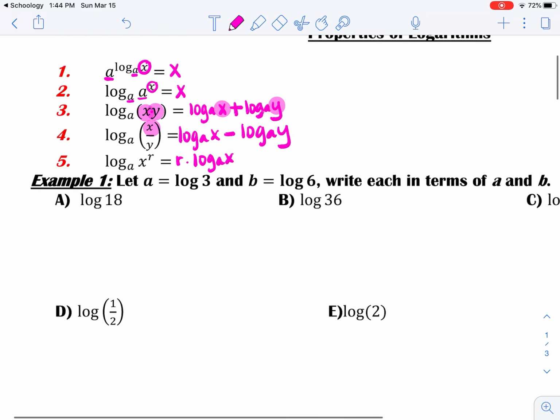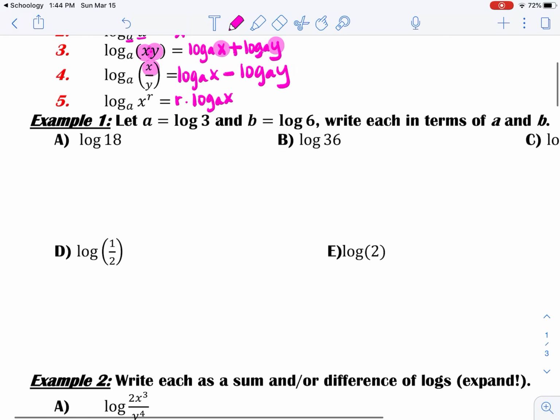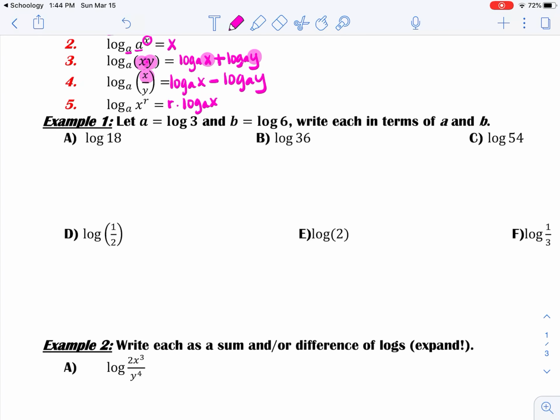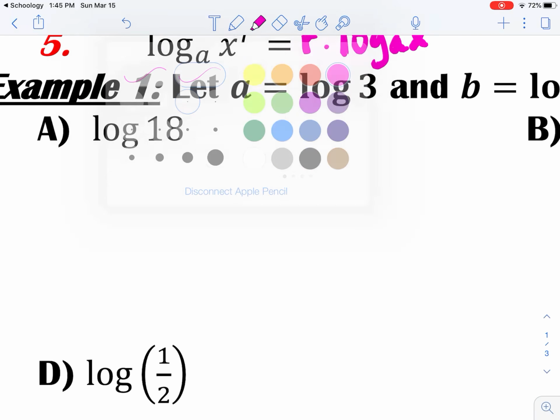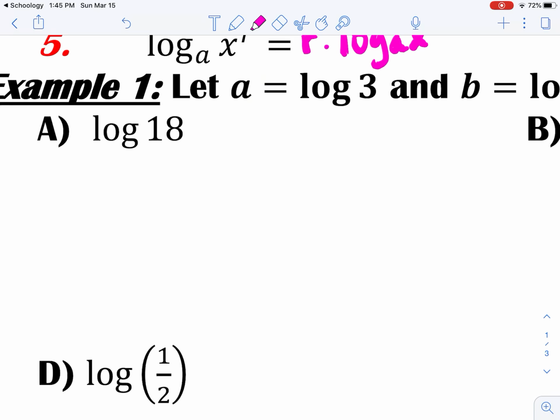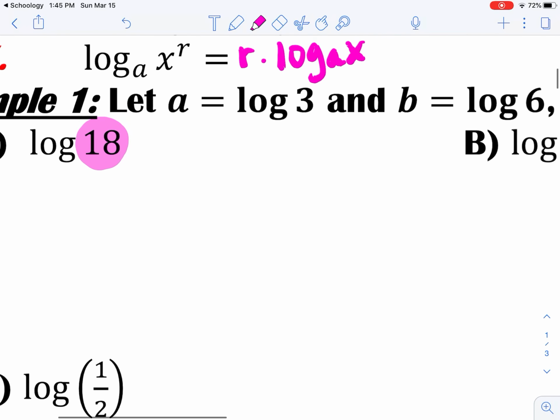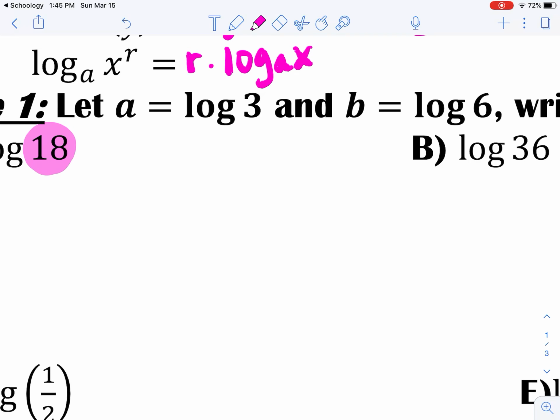All right, so now we're going to use those properties to do each of these problems. This one says let a equal common log of 3, let b equal common log of 6, and write each in terms of a and b. We'll start with this one right here. In the end, I just want a's and b's, maybe numbers in my answers. Right now, I have common log of 18. I'm going to look at my two arguments, which are 3 and 6, and ask how I can get a 3 and a 6 to be an 18?